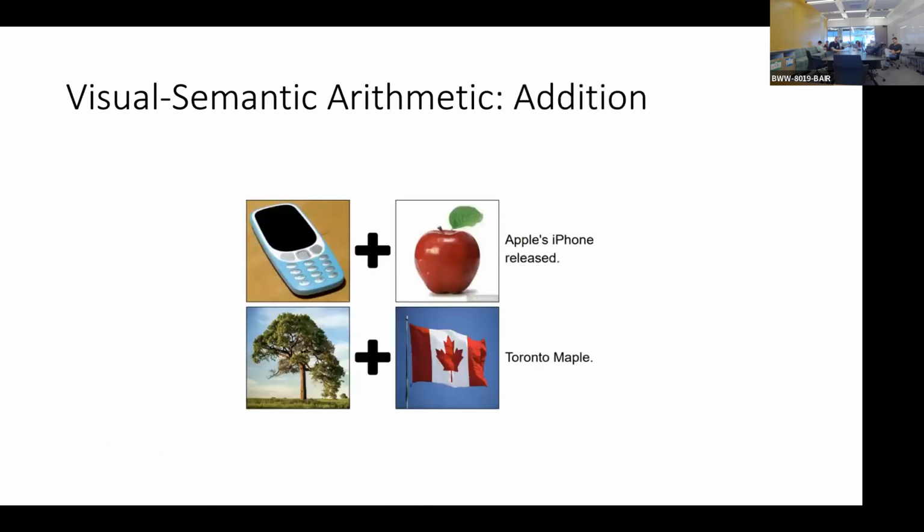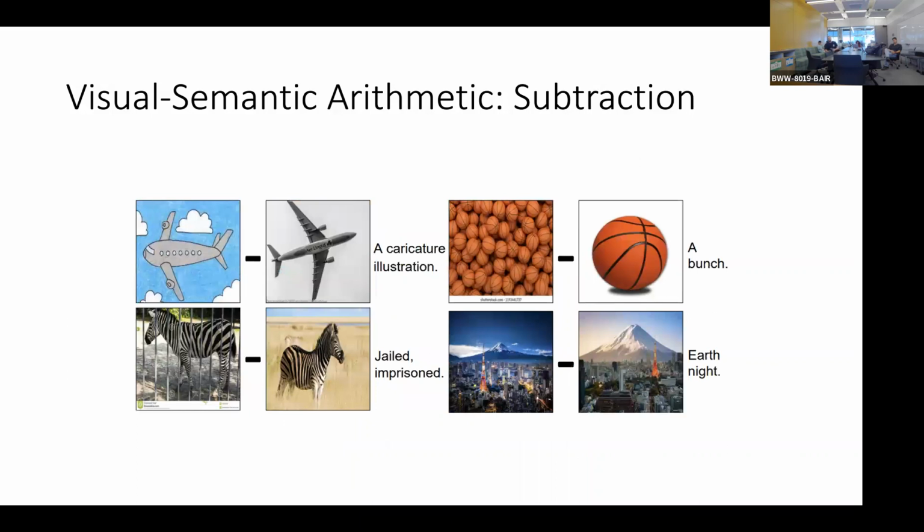What we see is that when we are trying to generate a caption based on an encoding of two images, we get something interesting. We get something like taking the concept of another image. For instance, a phone plus an apple, we get Apple iPhone as caption. If we take Canada and a tree, it will give us Toronto Maple. And we did the same thing with the subtraction.